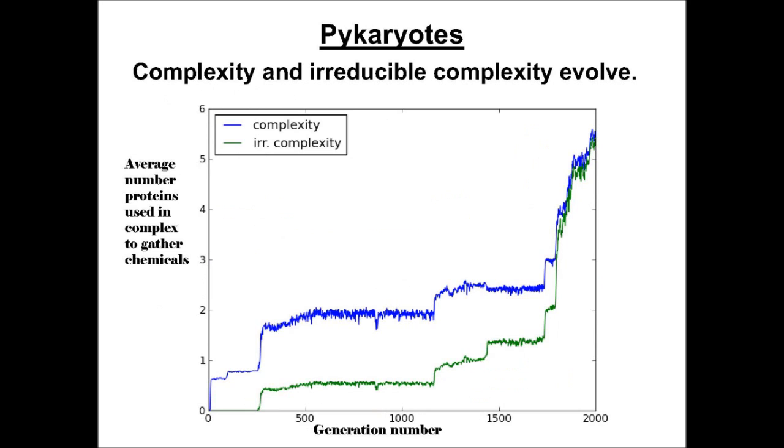So what about complexity? Well, we define complexity of an organism to start at 0, and then when it starts to use proteins to gather chemicals, that's 1, and 2 protein complexes is a complexity of 2, and 3 protein complexes is a complexity of 3, and irreducible complexity has to do with non-functional subunits. So if you have a complex with 4 proteins, of which 1 is functional on its own, and the other 3 have absolutely no function unless they're part of the complex, that would have a complexity of 4 and an irreducible complexity of 3. And what we see is both complexity and irreducible complexity evolve in a Darwinian fashion in our digital organisms.